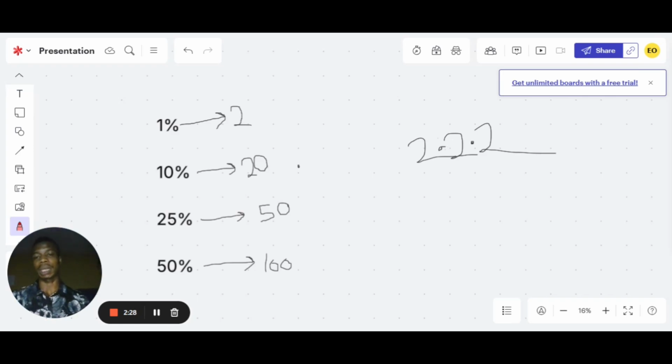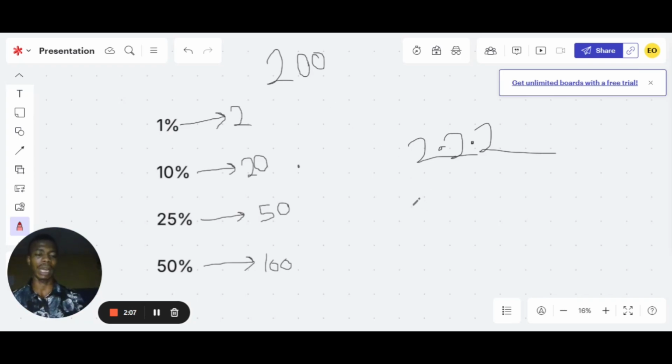So now this basically means we're working with the number 200, right? So this means 50% of 200 is 100, 25% of 200 is 50, 10% of 200 is 20, and 1% of 200 is 2. Now, on this basis, you can calculate any percentages.